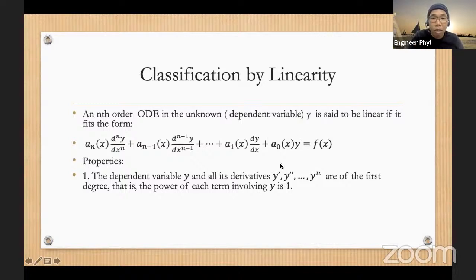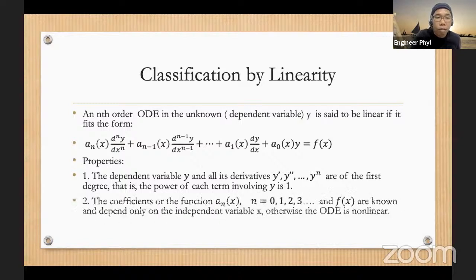So that's the first criteria for you to be able to say that this is a linear differential equation. Okay, second property. The coefficients, or the functions a sub n of x, where n is from 0, 1, 2, 3, and f of x, are known and depend only on the independent variable x. Otherwise, the ODE is nonlinear. Remember that the independent variable here is x. So these a's here are known and a function of x.